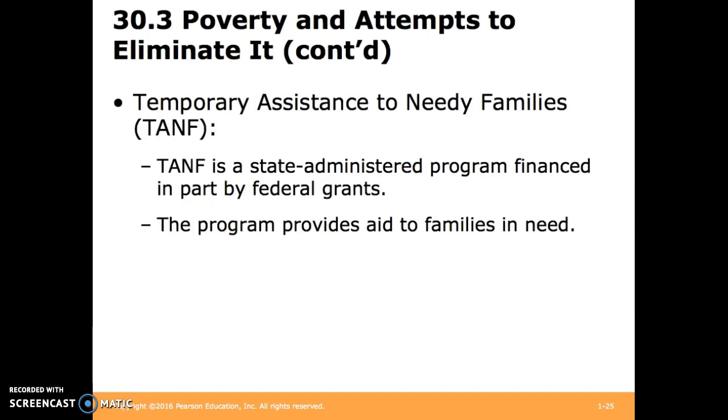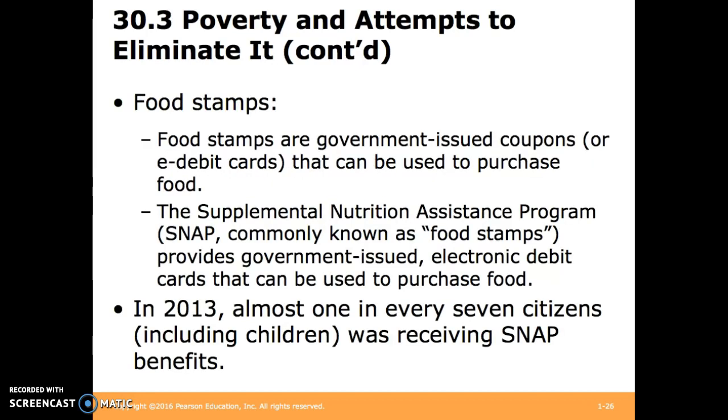Temporary Assistance to Needy Families is a state-administered program financed in part by federal grants. The program provides aid to families in need. Food stamps are government-issued coupons, or e-debit cards, that can be used to purchase food. The Supplemental Nutrition Assistance Program, or SNAP, provides government-issued electronic debit cards that can be used to purchase food. In 2013, almost 1 in every 7 citizens, including children, was receiving SNAP benefits.